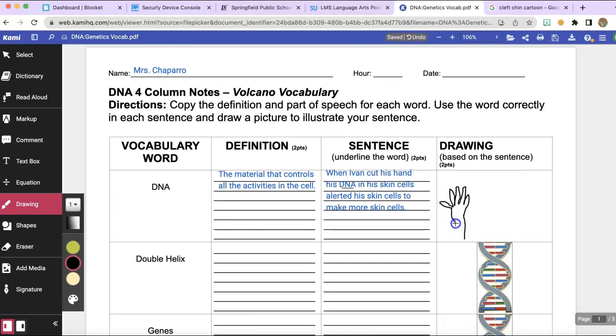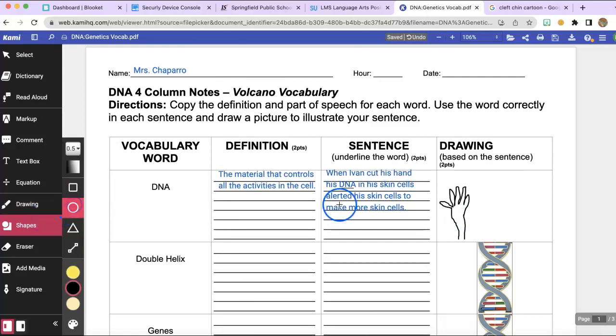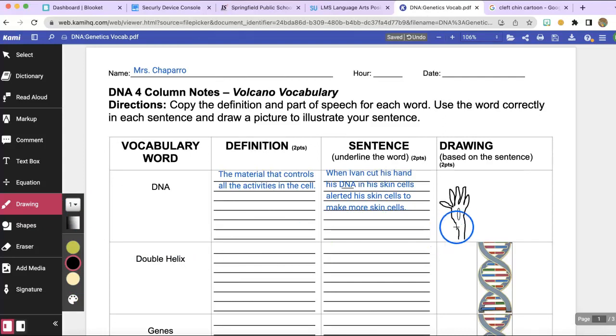So, kind of looks like an alien's hand. I do apologize. Let's make the cut. So we're going to kind of do a little oval here on the hand, and we're going to show some blood dripping down to represent a cut. I'm just going to make some little tick marks. Oh, here they are. Blood is leaking from the cut.